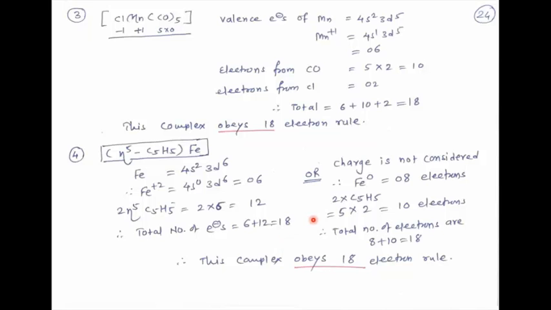This is also calculated with the help of the second method. Here charge is not considered. Total number of electrons from iron is 8. Remember well, charge is not considered. Total number of ligands is 2. Each ligand donates 5 electrons. Therefore 5 into 2, 10 electrons. Hence the total number of electrons is 8 plus 10 equals 18. This complex also obeys the 18 electron rule.